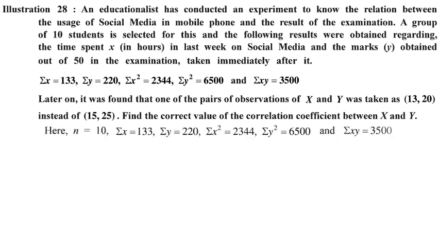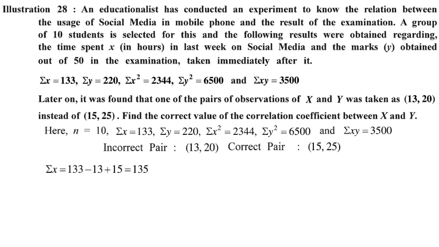Right now, these are the available values. The incorrect pair is 13 and 20, which you will be removing from our answers. The correct pair is 15 and 25, which you will need to add into our answers. How? We will start with summation x. Summation x is 133. The incorrect pair x value is 13, which you will deduct, and the correct pair x value is 15. In the pairs, the first is the x value, the second is the y value. So here incorrect x is 13, correct x is 15. Remove 13, add 15, your answer is 135.